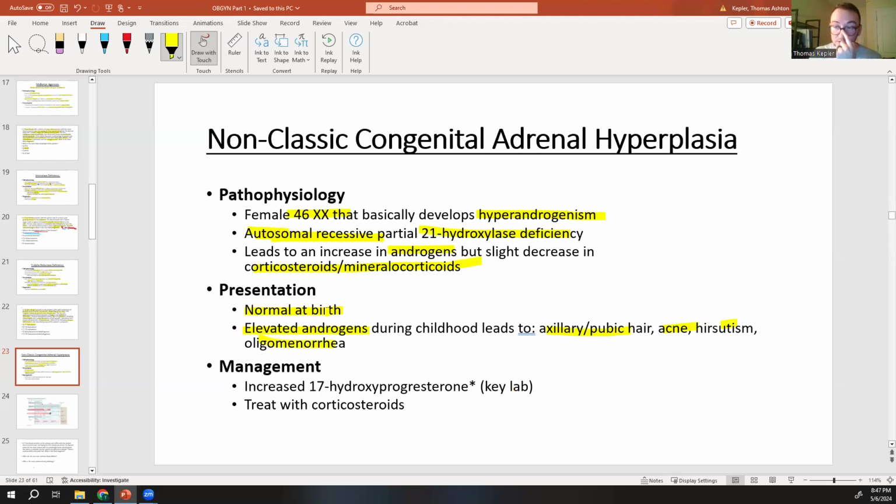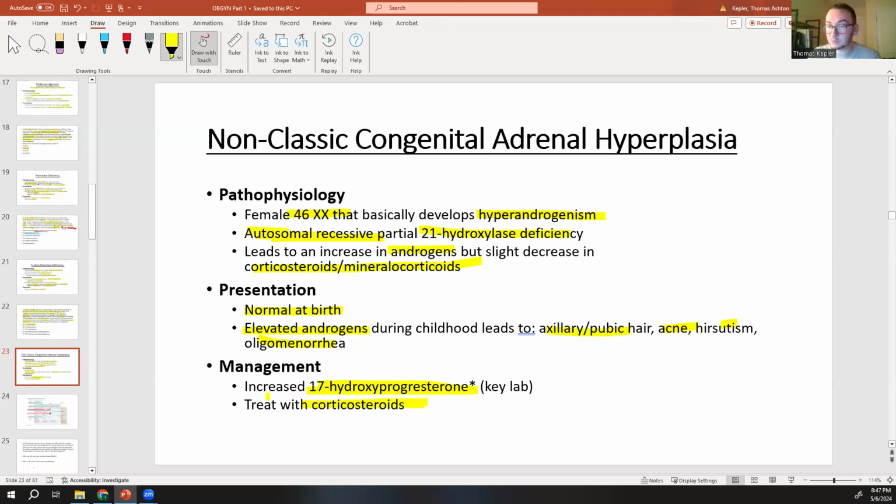Your key to diagnosing this, and something they'll kind of put into the vignettes, is which one of these things is most likely to be elevated in this disease. Well, your 17-hydroxyprogesterone is the key lab. That is what is most likely going to be elevated. And there is a treatment that is important to know for this one. It's going to be to treat this with corticosteroids.